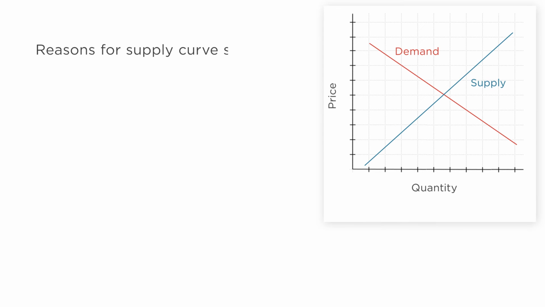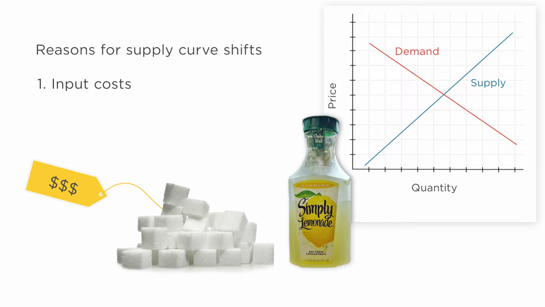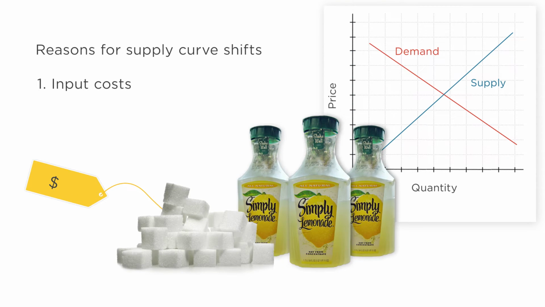What about the supply curve? Which factors can cause the supply curve to shift? The AP test has 2 basic categories. The first is the cost of an input. You need sugar to make lemonade. If the price of sugar drops, producers will make more lemonade and the supply curve will shift to the right.